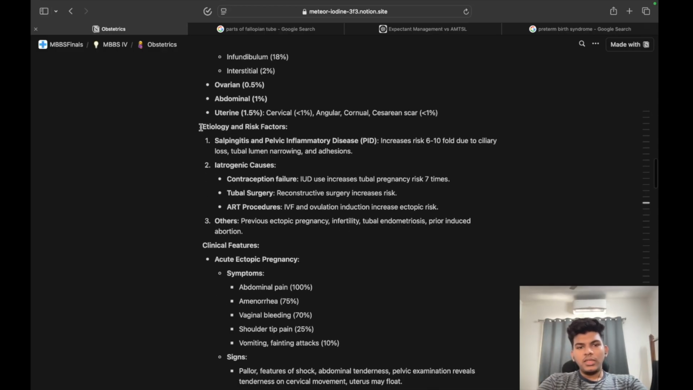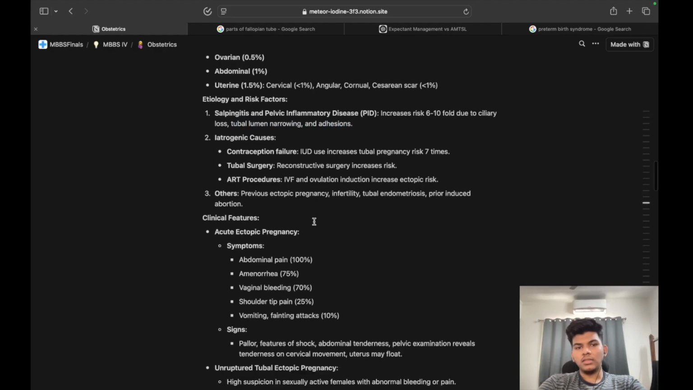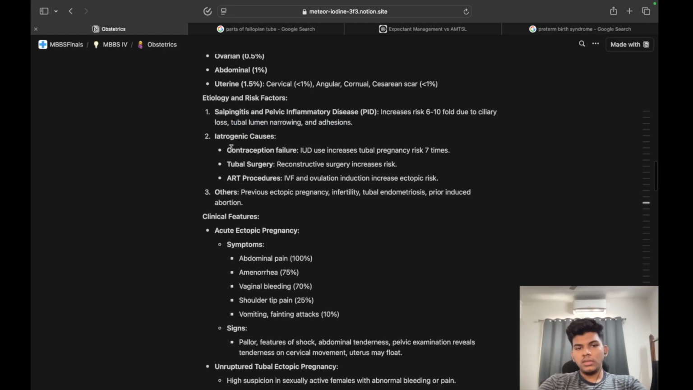Now taking a look at etiology and risk factors. First one, salpingitis and PID increases the risk 6 to 10 fold due to ciliary loss, tubal luminal narrowing and adhesions. Coming to iatrogenic causes: contraception failure, tubal surgery, ART procedures.